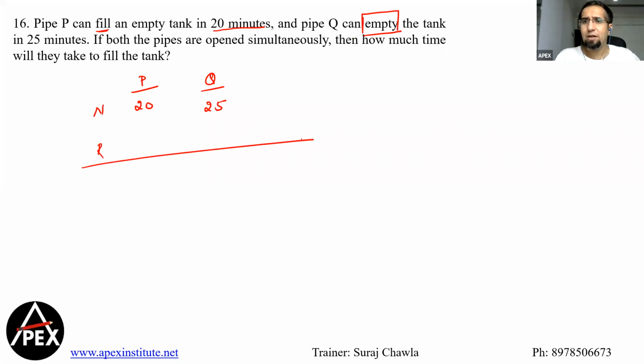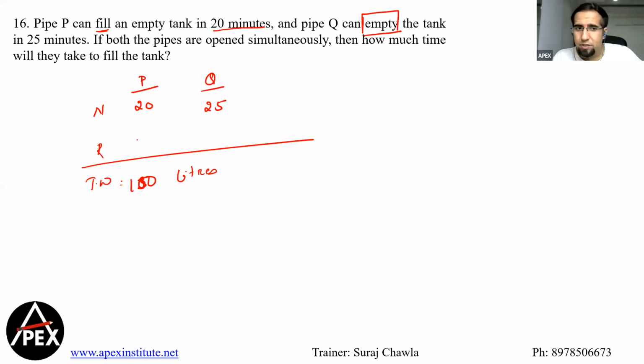Pipe Q will take 25 minutes to leak out the entire tank. We will not change our rules at all here. Small change in understanding. Since I'm talking about a tank, total work is the LCM of 25 and 20, that is 100. And I would assume 100 liters, because you're filling water, so change it to liters, no problem.